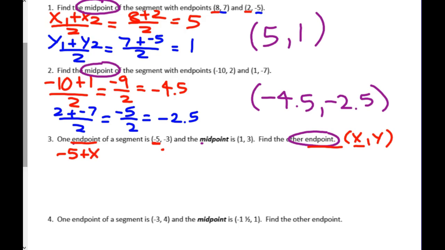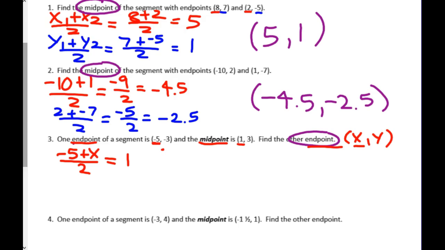Okay? Right? Everyone's writing this down? So, negative 5 plus x, we add up those endpoints, divided by 2, and that equals the midpoint. What's the midpoint x? 1. I know these are weird, but if you're given the midpoint and you're looking for another endpoint, this is one way to do it. Okay?